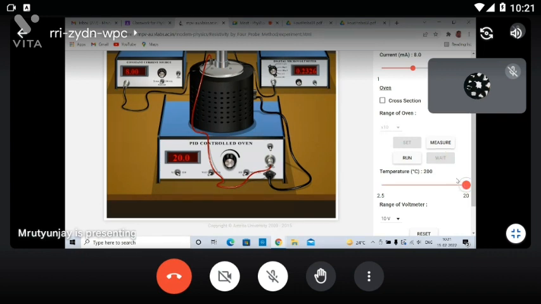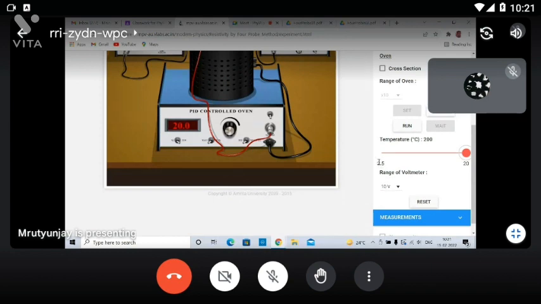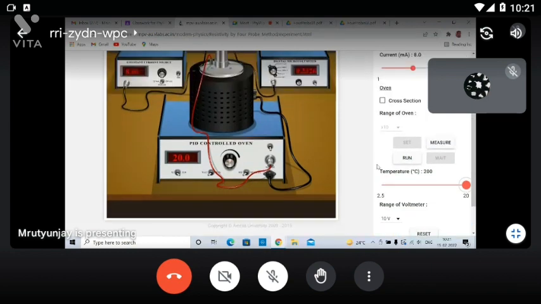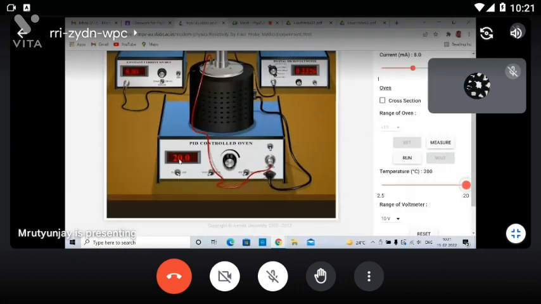Then see how to note observations. The range of the voltmeter should be 10 volt; no need to change it. Right now it is on 2.5. Go to table 1 first. The first observation is for what temperature? 30 degrees Celsius. But it is showing 20, which is almost your room temperature.